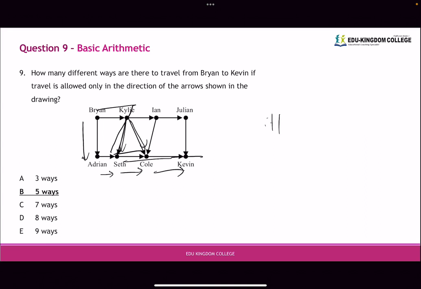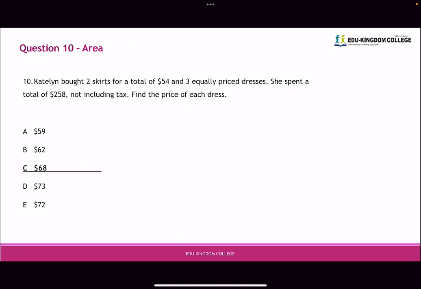So that's another. And then Brian, Kylie, and then you go down this way. So that's another way of doing it, and then straight to the right. So that's 1 more. Or you can go Brian, Kylie, and then straight to Ian, and then down to Cole, and then to Kevin. So that's 1 more. Or you can go Brian, Kylie, Ian, Julian, and then straight down to Kevin. So that's 5. Okay, so 5 different ways.